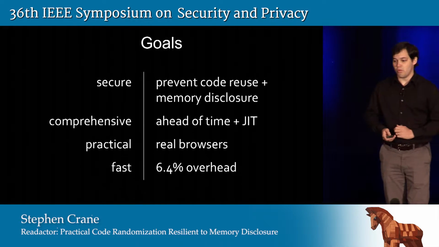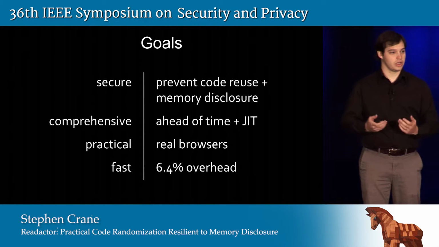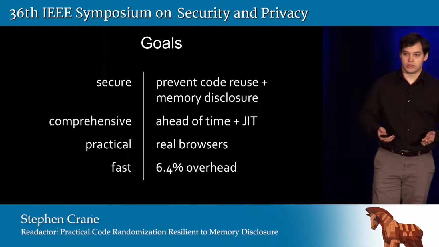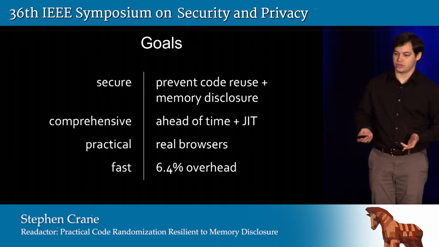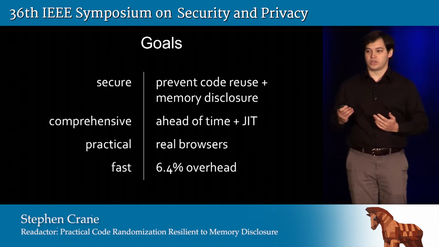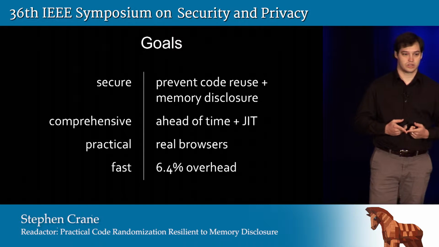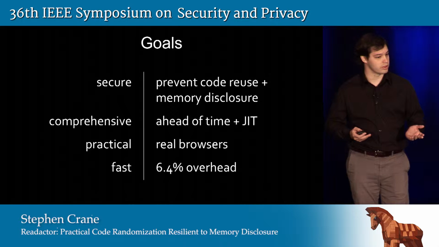So first of all, why do we need to listen to another talk on code randomization, defending against code reuse attacks? Well, it turns out that the existing solutions don't entirely meet the goals that we set out for this project. We, of course, want something that is secure. We want to prevent code reuse attacks, such as the return-oriented programming attack or jump-oriented programming.